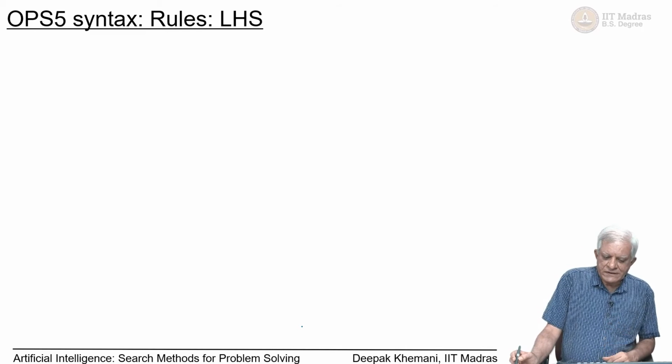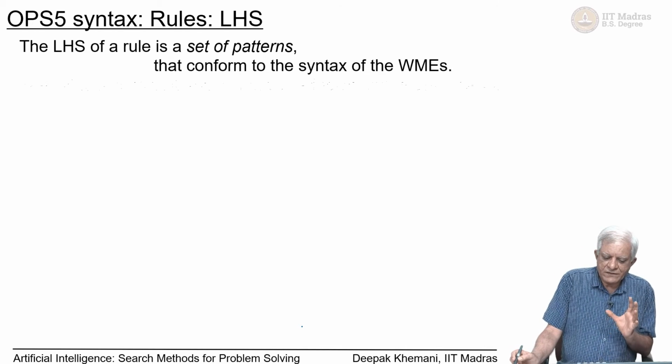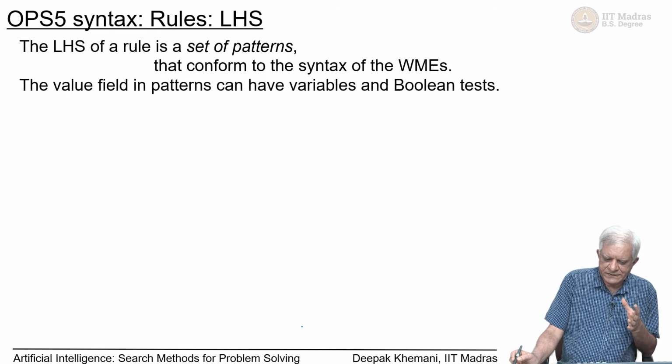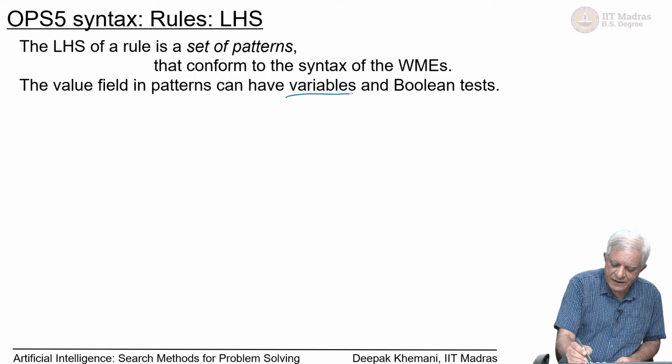Now, let us come to rules essentially. The left hand side of a rule is a set of patterns that conform to the syntax of the working memory elements, because after all we have to do matching essentially. The value field in patterns can have variables and they can also have Boolean test. So, we are talking about the values of attributes.